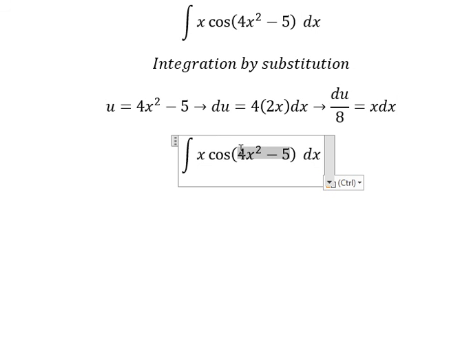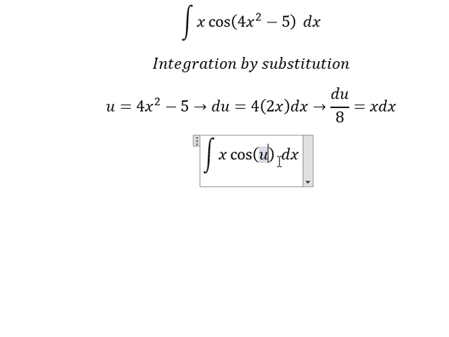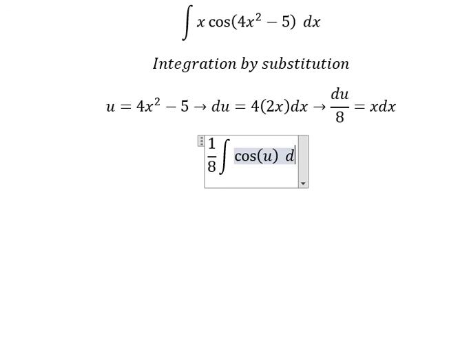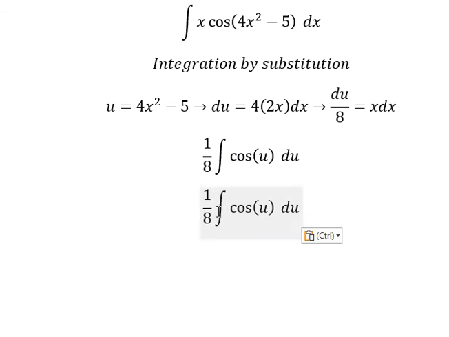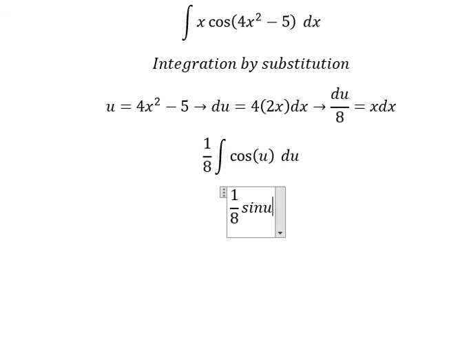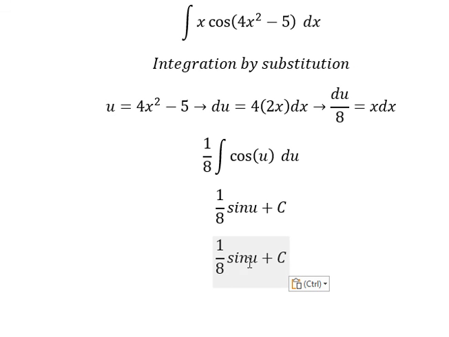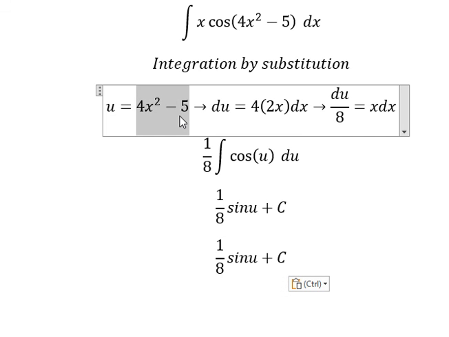So this one we change to u. The x we change to this one. The integration of cosine u, we have sine u, and I will put c. About u, that is this one.